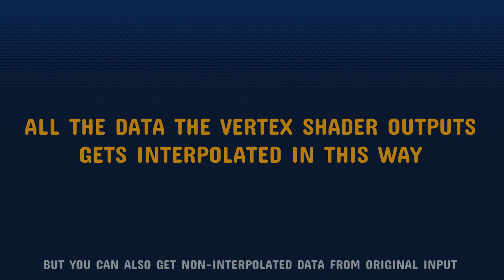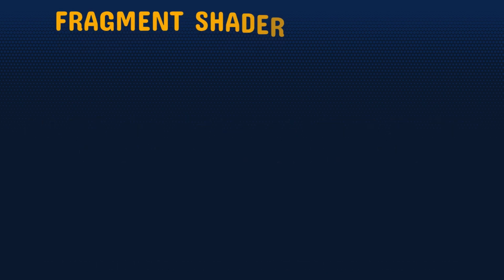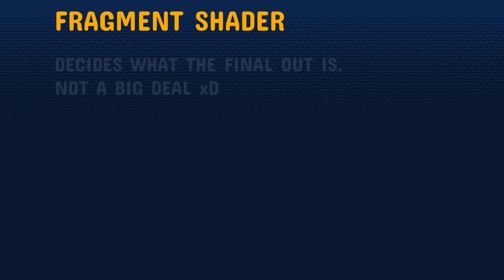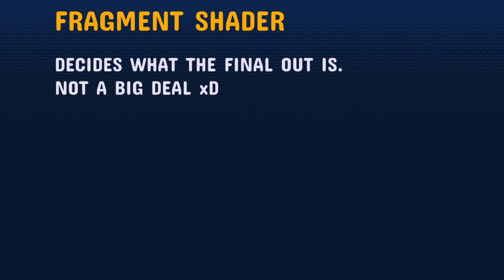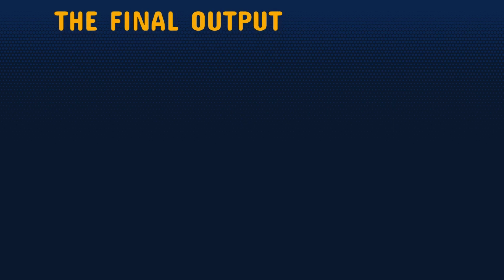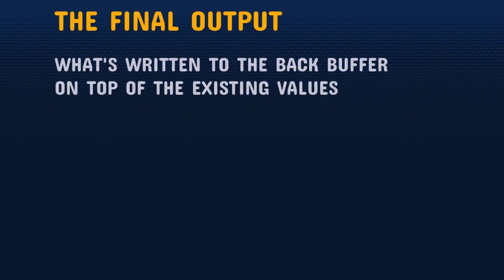And that gets us here, the fragment shader. Since we know all of the inputs so far, we can skip this segment entirely, because this does one thing only: decides what the final output is. How it does that is entirely up to you and your imagination. What isn't is the final output. And what is the final output? The values that are written to the back buffer on top of the existing ones.